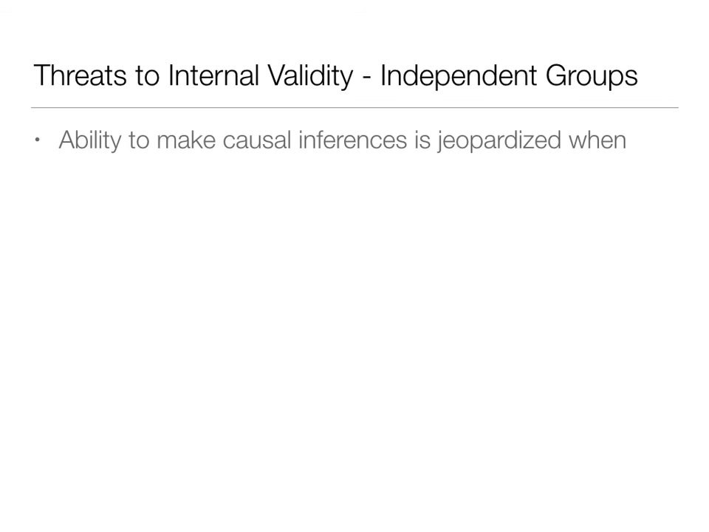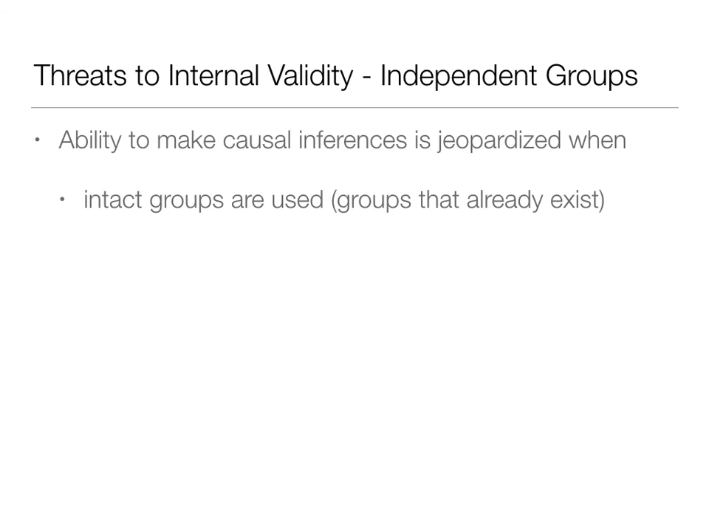In an independent groups design, again, our major risk is selection effects, okay? And we need to control that by random assignment. If we're using intact groups, then we've got a threat, okay? Because we're not using random assignment. We haven't controlled for selection effects. And so that's going to be a big problem. If extraneous variables are not controlled, if we've allowed design confounds, that's going to be a problem.